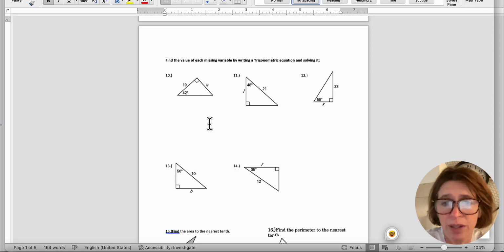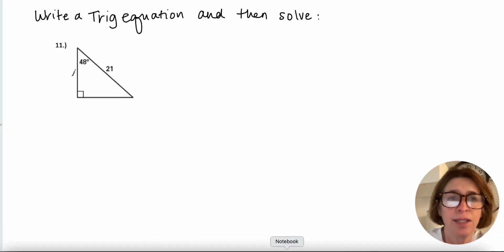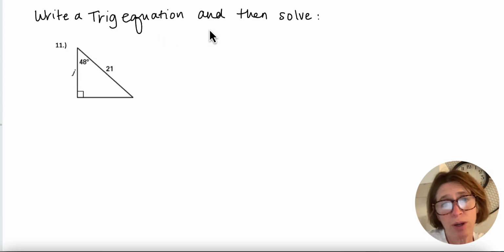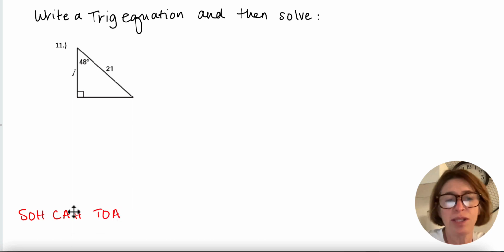So I'm looking specifically at question number 11. Here we're supposed to write a trig equation and then solve for the missing variable, which in this case is j. The way I handle these is I remember my ratios using SOHCAHTOA. Remember, that's just a mnemonic to help us recognize the ratios that come into play with sine, cosine, and tangent.